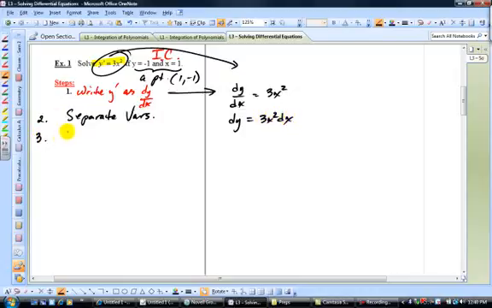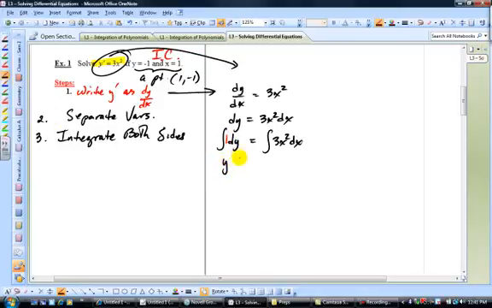Step 3, we're going to integrate both sides. I'm going to take the integral of dy and the integral of 3x squared dx, both of which you can handle now. The integral of dy can be thought of as the integral of 1 dy, so the function is 1. You need to be thinking of a function of y whose derivative is 1, and the answer to that question is y. The derivative of y is equal to 1.